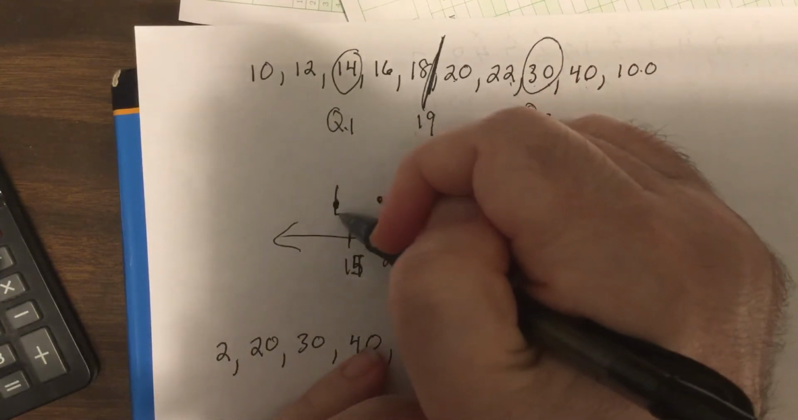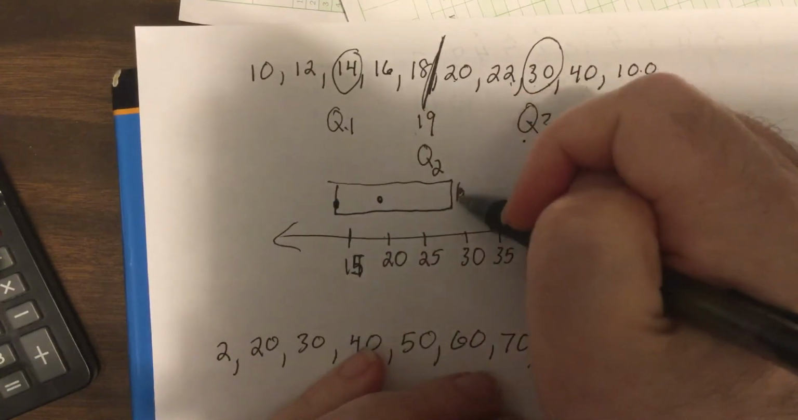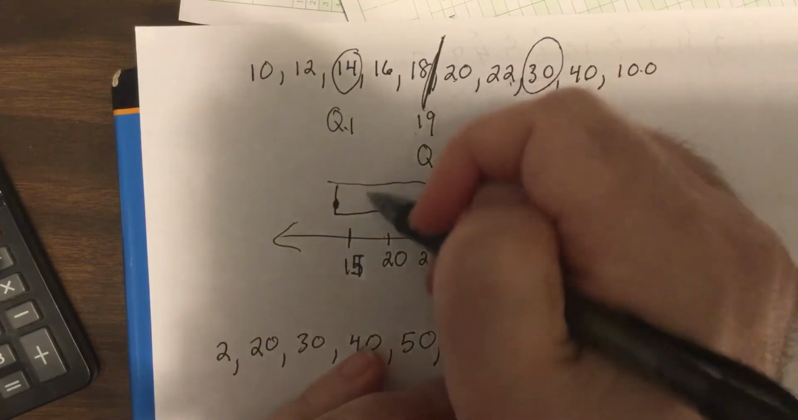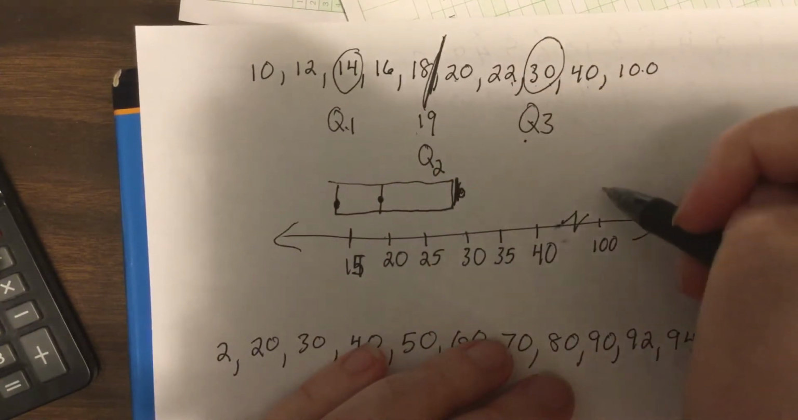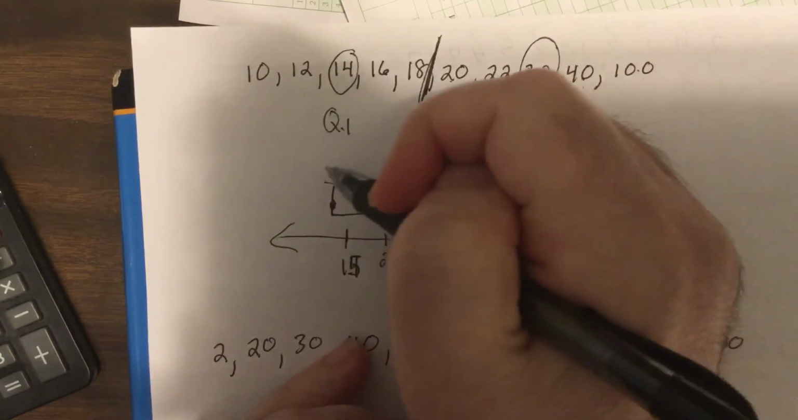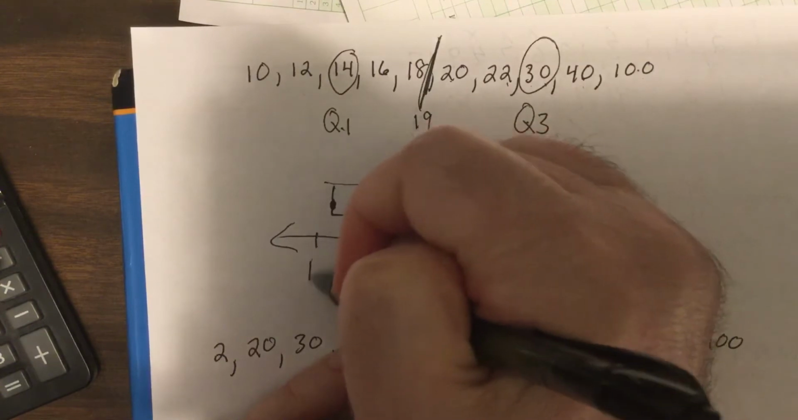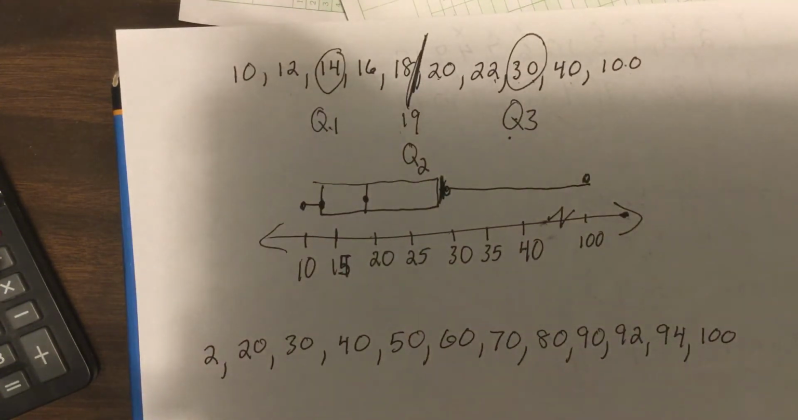And we make our little box. And I am horrible at making boxes. That should be all the way. Then doink. Then we put our biggest number and make a segment. And we take our smallest number, segment, and that's our box and whisker.